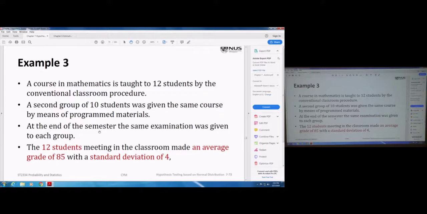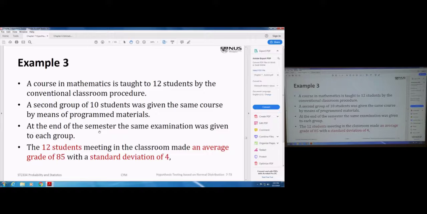Okay, because we know the test statistic I've just told you, we can go straight into this example, which feels like we've done it before, and we have, in fact. So you have a course in math. It's taught to 12 students by a conventional classroom, and the second group is, let's say, using some of these flipped classroom program materials, apparently.